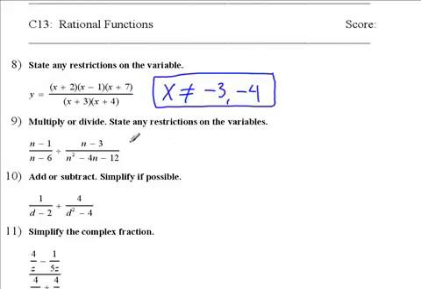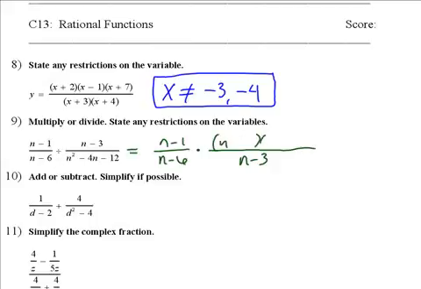Number 9, multiply or divide and state the restrictions. Well, it says to divide, so let's go ahead and set that up. I'd have n minus 1 over n minus 6. When you divide by a fraction, you're supposed to flip it over and multiply. So let's change it to multiply and flip it over. That means the n minus 3 is going to the bottom. And this is going to the top, but let's factor it on the way.